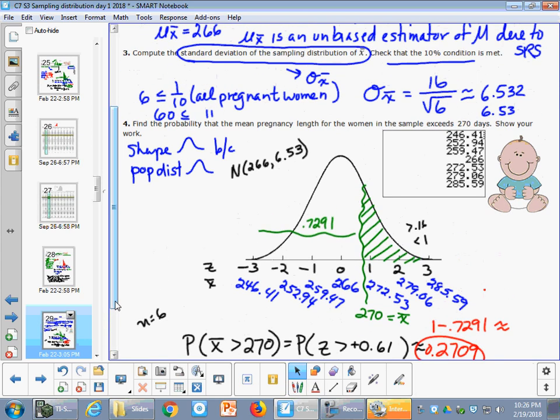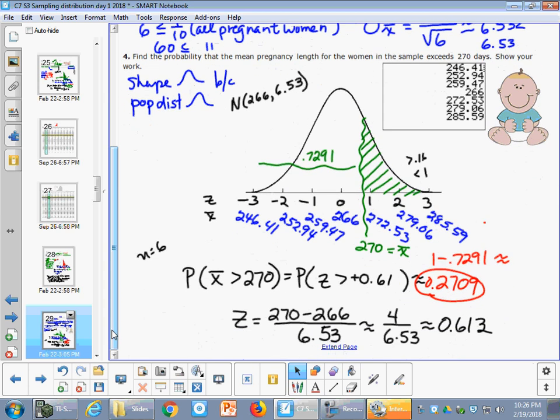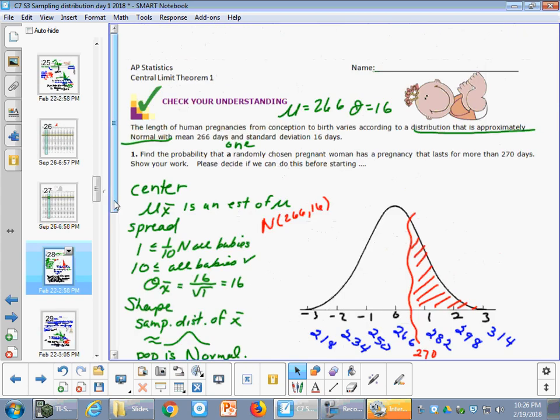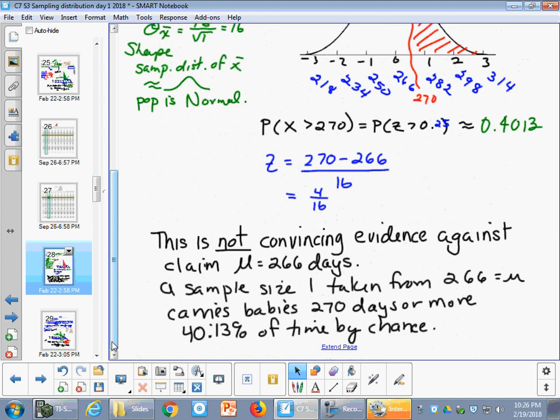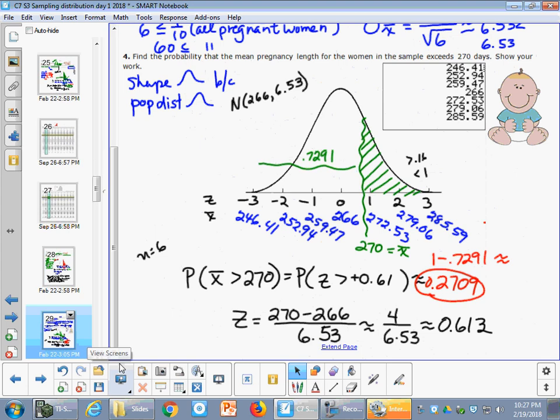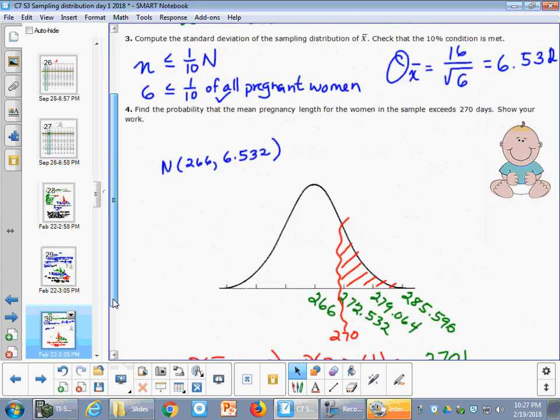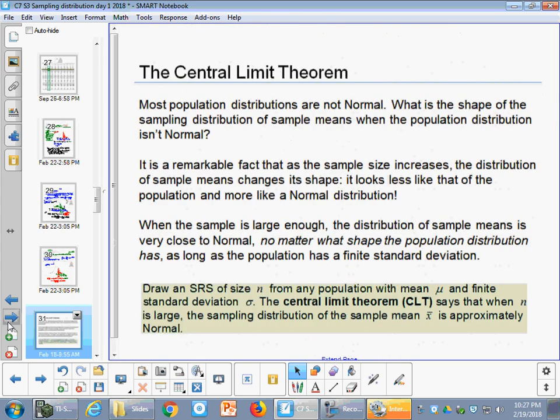So I didn't talk about what the conclusions were. So let me go back to the conclusion for a sample of size 1. That conclusion would basically be there's not convincing evidence against the claim of 266. A sample of size 1 taken from a mean of 266 days of carrying a baby, 270 days or more, is 40% of the time by chance. So a lot of women carry their babies longer than the mean. And for this one, it's not quite as likely as that, but it is fairly likely.